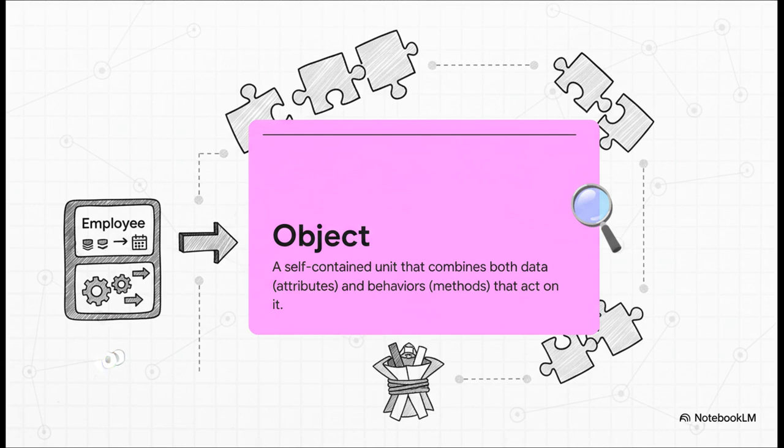So, an object is basically a building block that mirrors a thing from the real world. Think of an employee object in a company's HR software. It holds its own data, like a name and a salary, and it has its own behaviors, like a function to calculate a bonus or update an address. The key thing is the data and the behavior are locked in together.